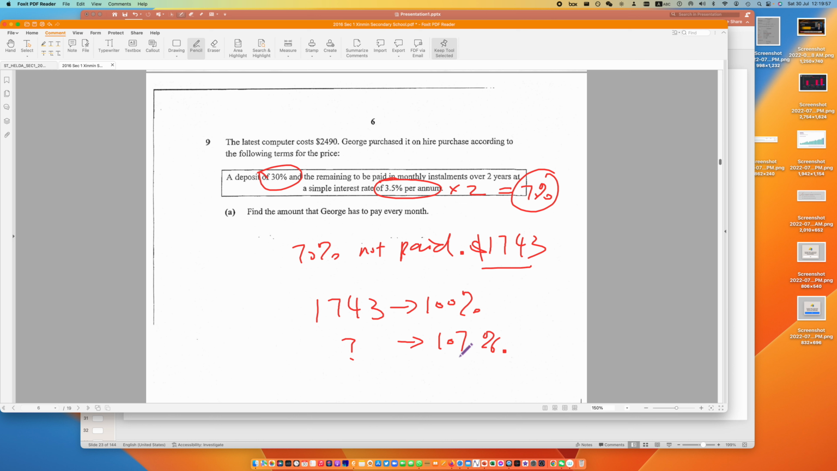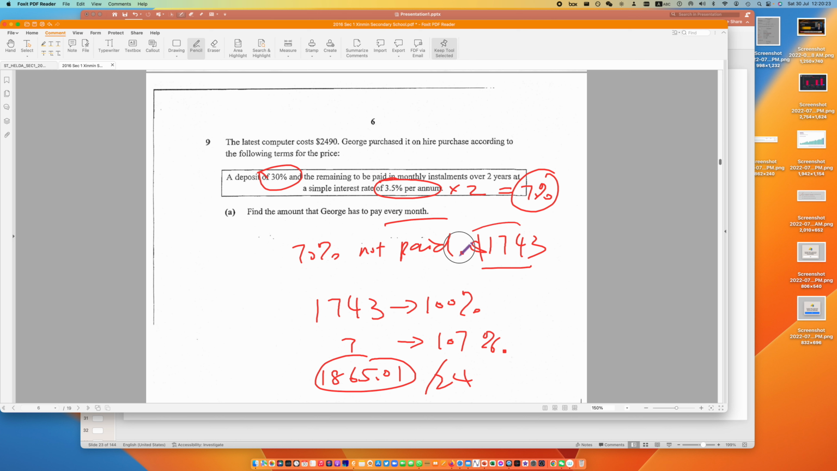So basically what is 107%? 1865. Okay, so it's 1865.01. Then this is the total amount you need to pay. And then over how many months? Because they want one month. 24 months. Yep, so this is the way.